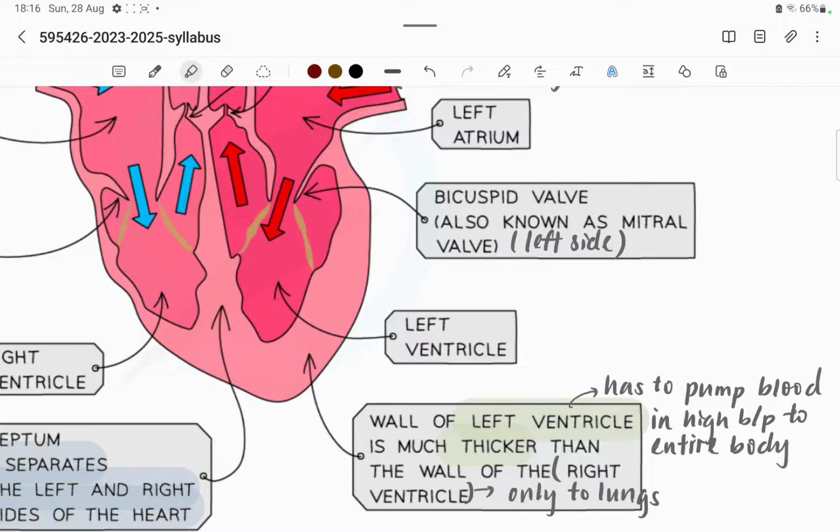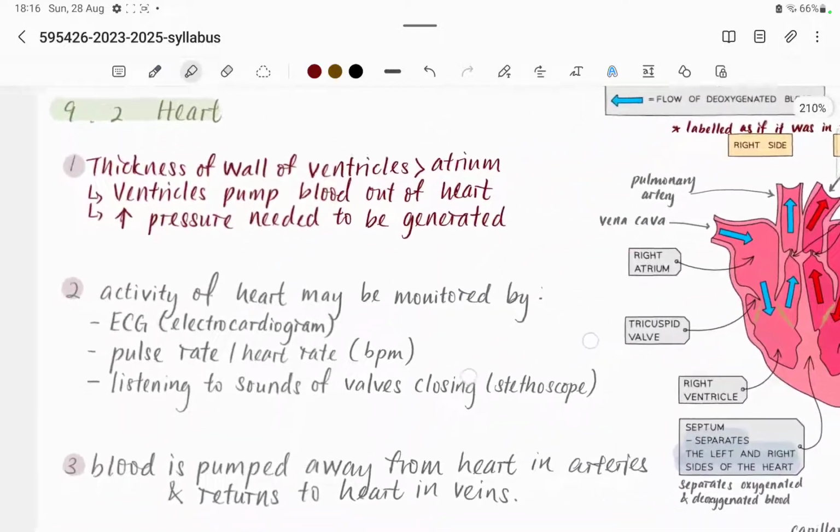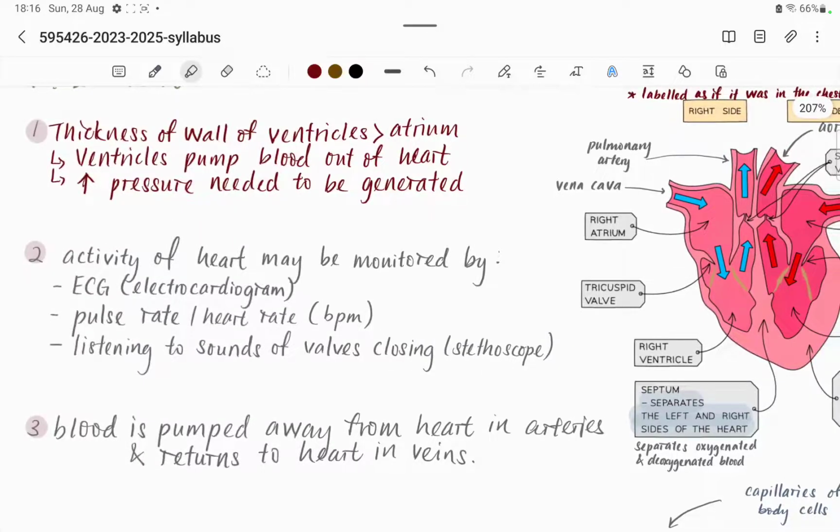to the lungs. Okay, and then here, the thickness of walls of ventricle is actually thicker than the atrium. Why? Because ventricle pumps blood out of the heart, and atrium is just receiving the blood. So to pump the blood, you need to have the thicker wall. Okay, high pressure is needed to be generated.